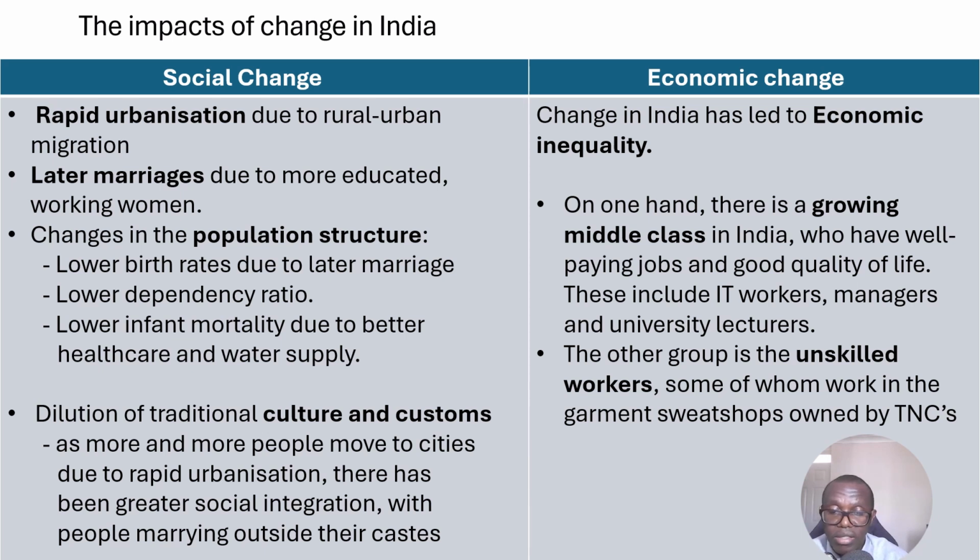And on the other hand, we have the unskilled workers. These are people who work in sweatshops owned by TNCs, or people who hold employment in the cottage industries in India. Cottage industries are those industries that are operated mostly from home and include people who are mostly self-employed. So what we are saying is that the main economic change is that there has been a wealth gap, or economic disparity, or inequality in the country.